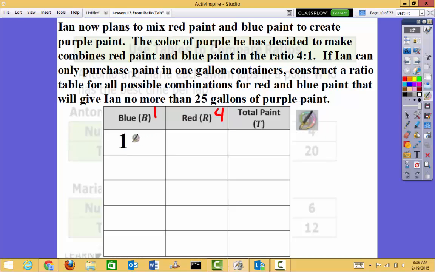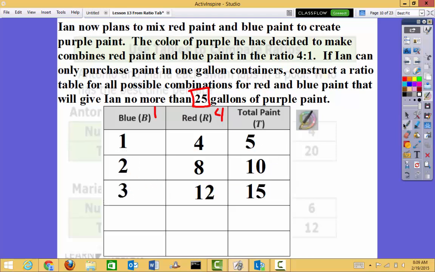So what am I going to start with? I'm going to start with 1 blue, 1 red, and I just have this total paint just so I know how many total gallons. I'll give you a hint. The reason why is I'm going to be focusing on this 25 gallons. And so my 25 gallons is when I mix these two together. So I can't have more than 25 gallons of my total paint. So let's continue. Well, if I have 2 gallons of blue, I'll have 8 gallons of red because I'm doubling, which makes 10 gallons. And I'm just going to keep going my chart.